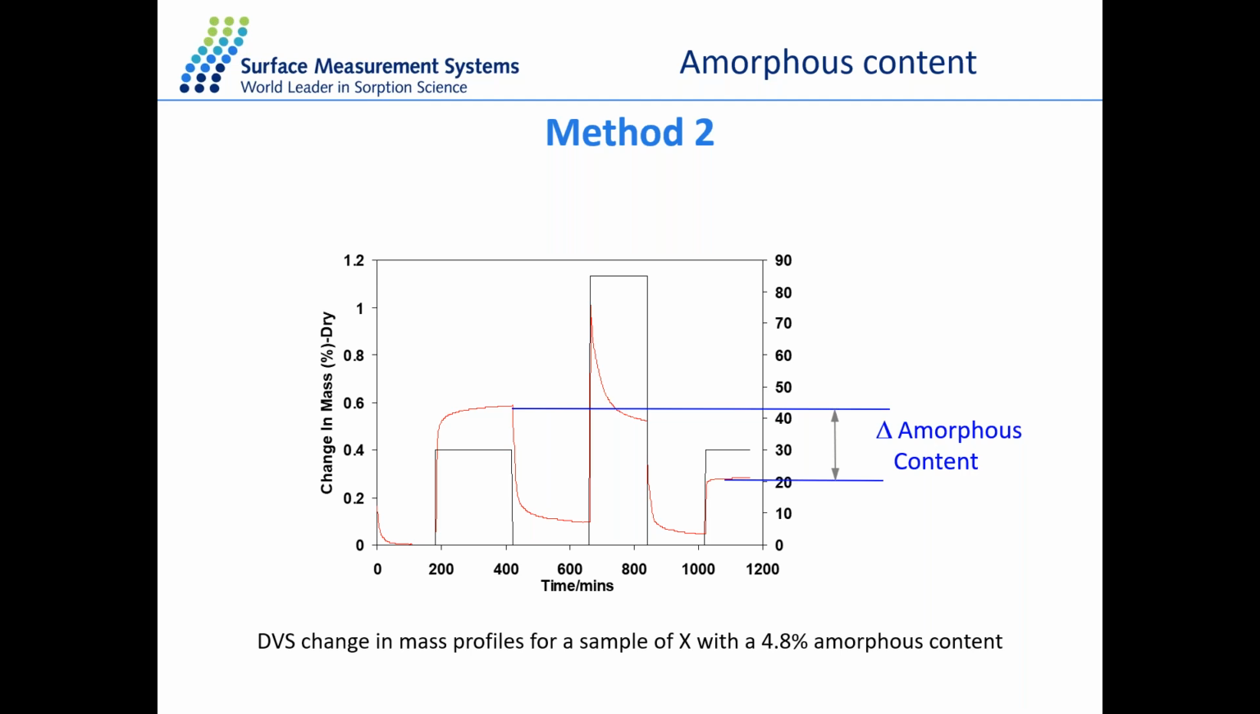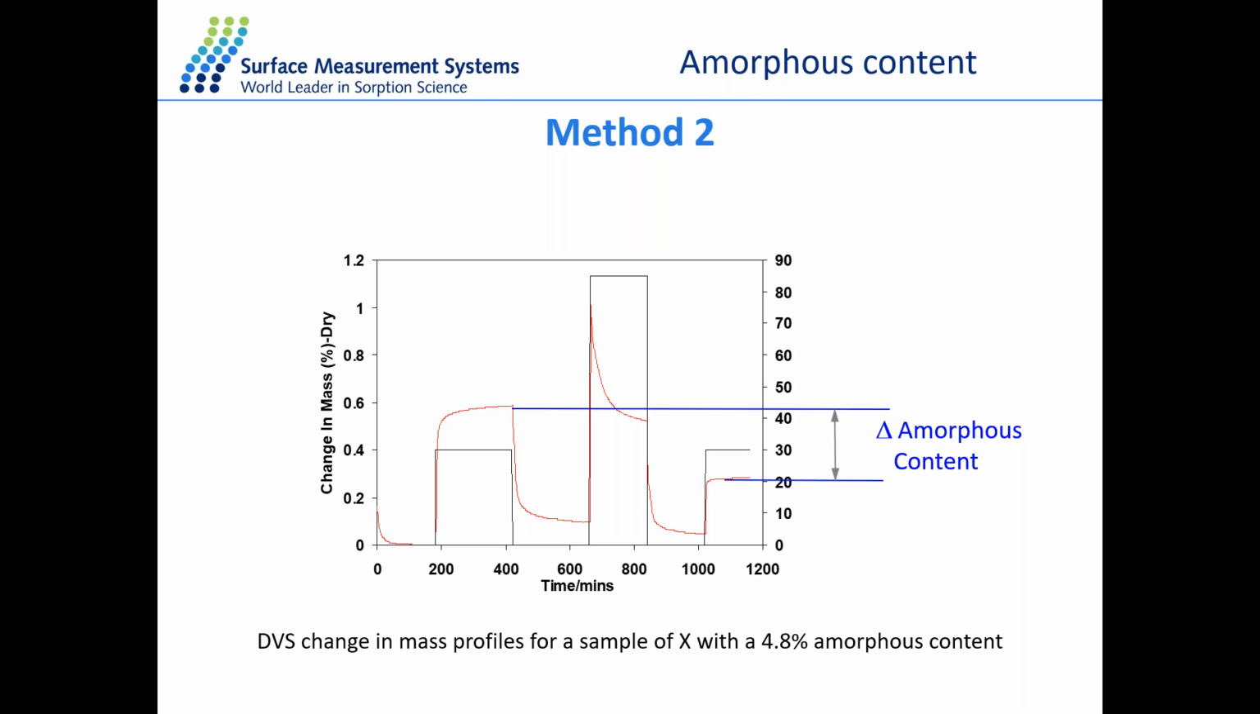So what are the advantages of using this method before I move on to the next application? Obviously, this method is very repeatable, and it doesn't require a calibration specifically. We don't have to create a calibration curve to measure this amorphous content. We just have to define a reference material.